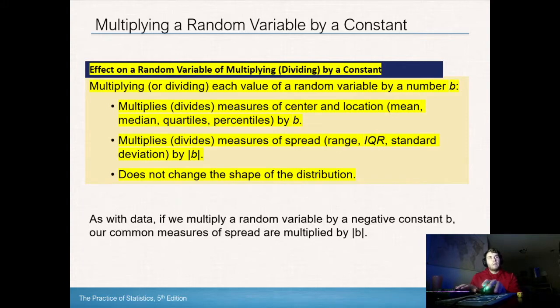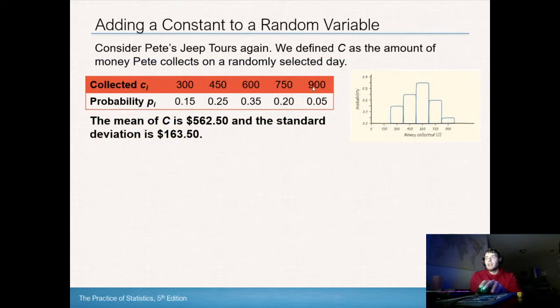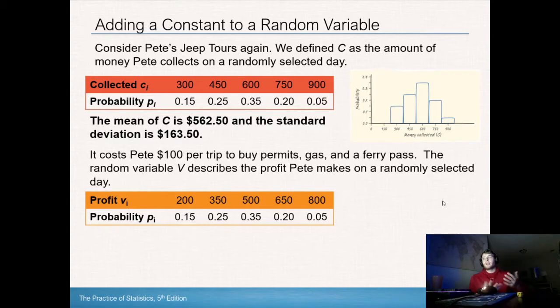We know that Pete's pure profit here, this is his gross amount here from carrying customers, so he's making some pretty good money here for this tour. But he has costs associated with actually doing this. So it costs him $100 per trip to buy permits, gas, and a ferry pass. The random variable V describes the profit Pete makes on a randomly selected day. Now you'll notice that it's $100 less per each value. So we want to find the mean and standard deviation for this.